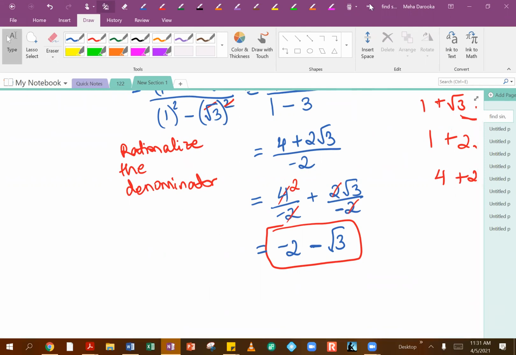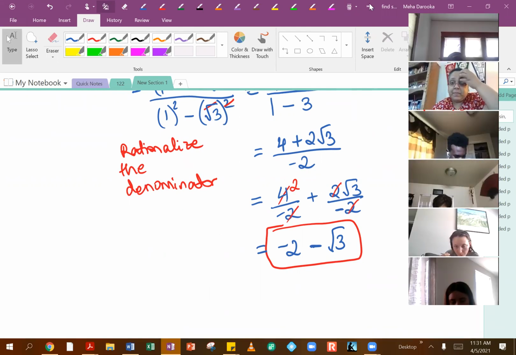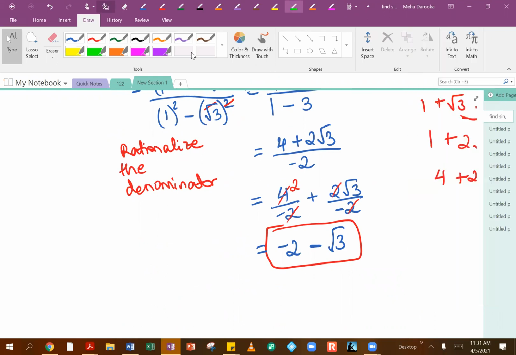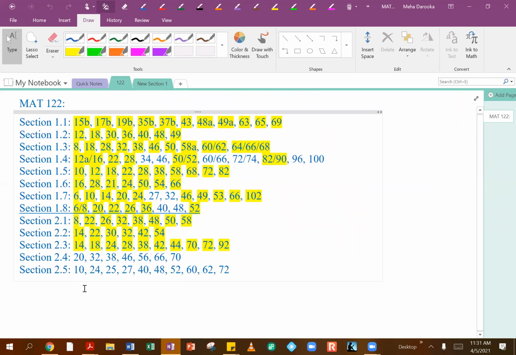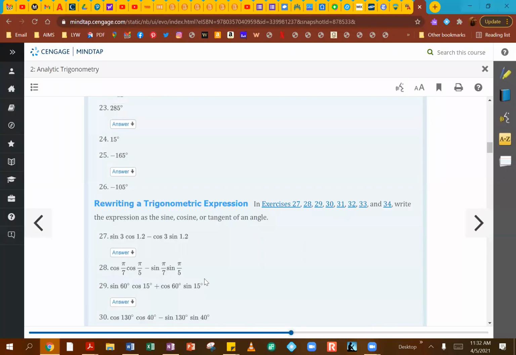So questions on this one? So obviously you will see a couple different examples on these types of questions in your homework. So this one was number 20. Let's look at our next type of example.